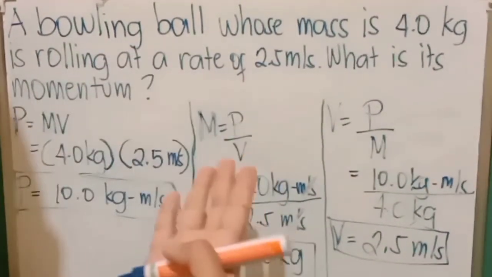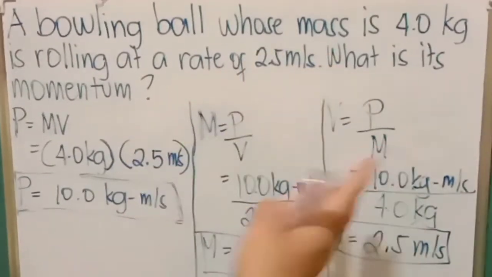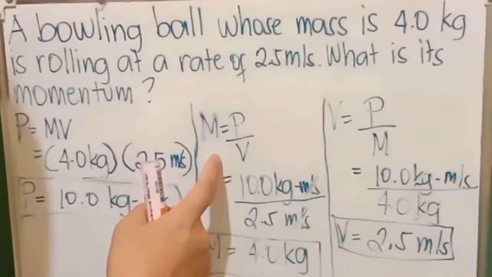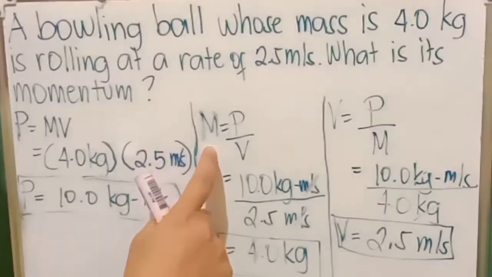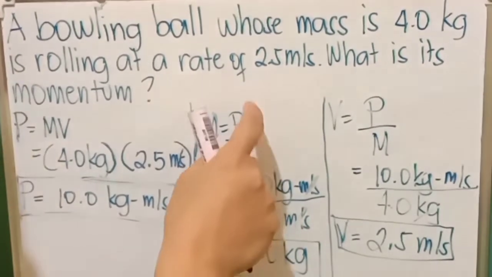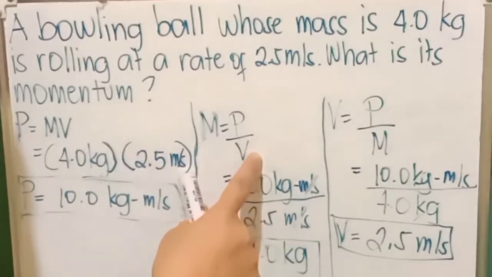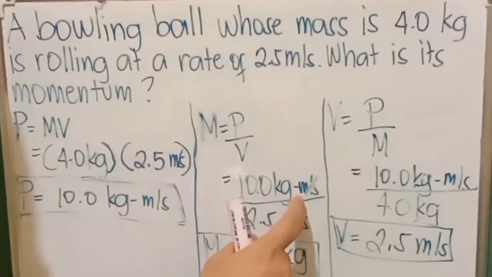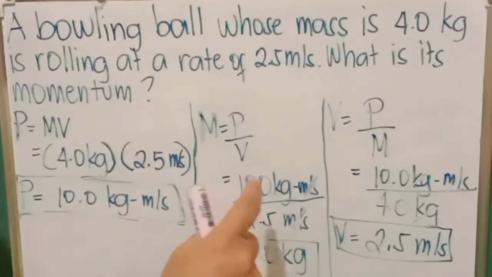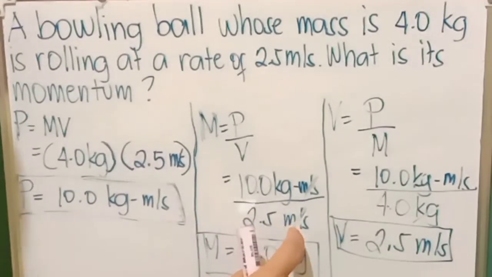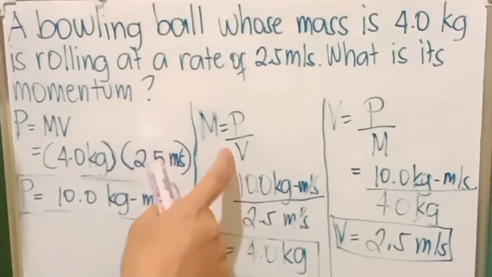And let's solve the mass and velocity just to find out if our answer for momentum is correct. So the formula for mass is mass equal to momentum over velocity, or momentum divided by velocity. So the value for momentum is 10 kilogram-meters per second over, or divided by, 2.5 meters per second. This is the value of our velocity.